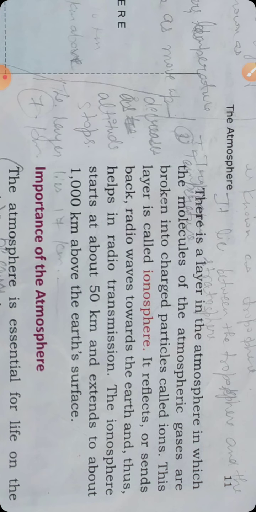It reflects or sends back radio waves towards the earth. This helps in radio transmission. The ionosphere starts about 50 km and extends up to 1000 km above the Earth's surface. So this ionosphere spans two layers, the thermosphere and also the exosphere.